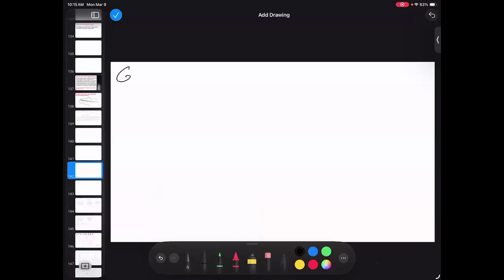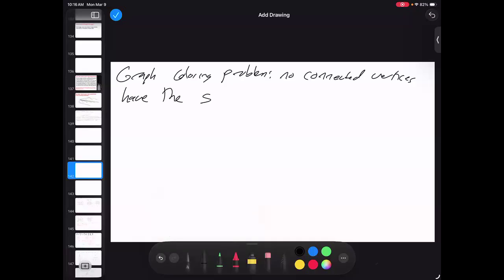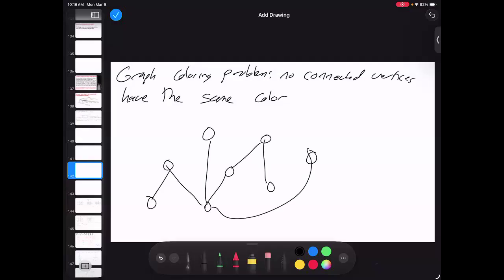So here's the graph coloring problem. No connected vertices have the same color. So if I give you a bunch of vertices and I connect them, what's the fewest colors I need? So if I color this red, I want to figure out how do I color the neighbors?